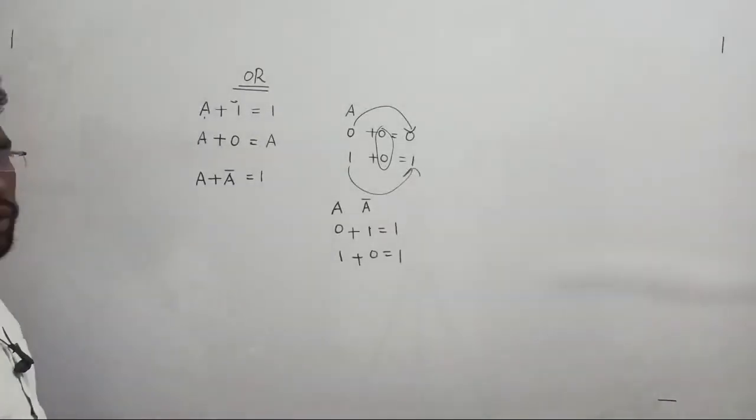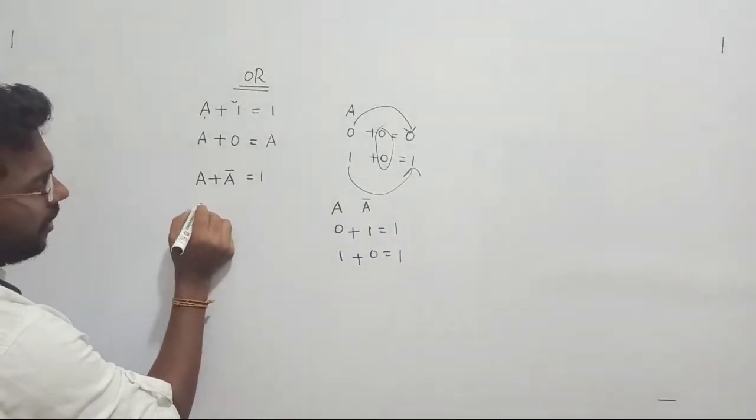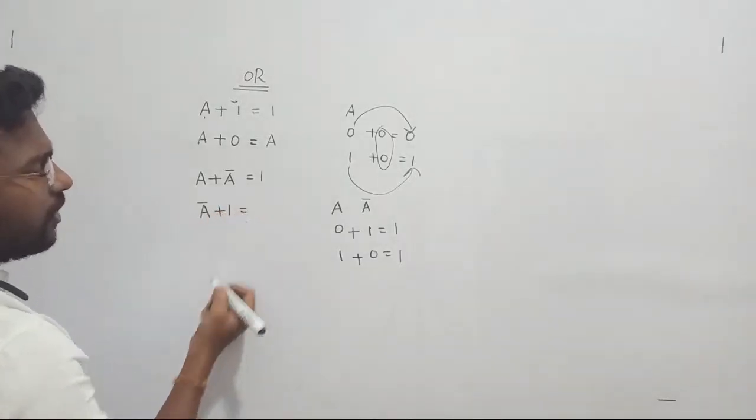I hope things are very clear to you, right? Nothing is there to understand, very simple, right? Similarly, if I have a term A bar and I am adding it with 1, then what will I get?